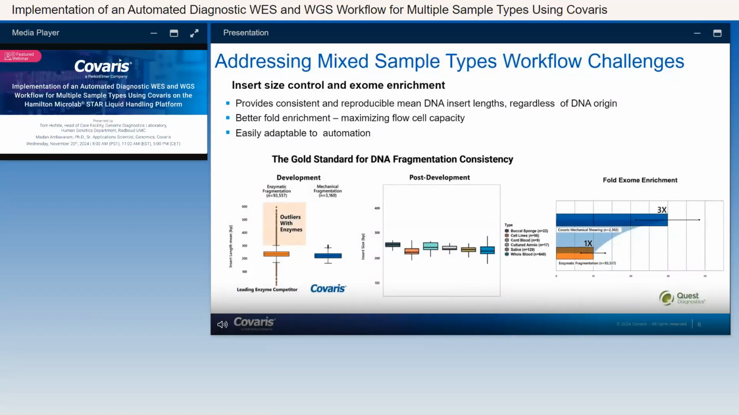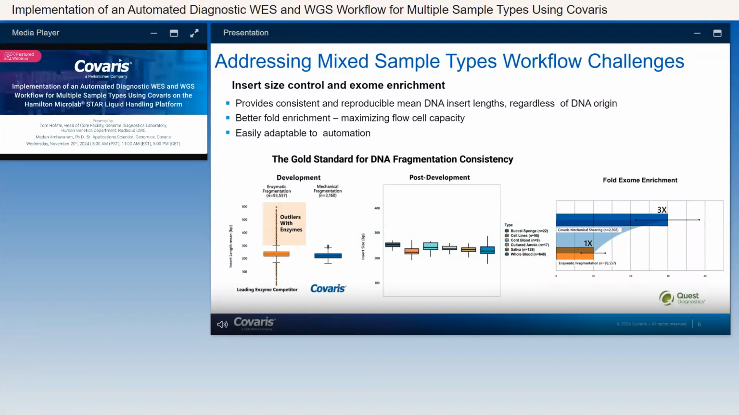Addressing the mixed sample type workflow challenges has been very challenging in the current NGS space. This example highlights customer data presented by Twist Diagnostics during a Radboud webinar, where Twist transitioned from their enzymatic fragmentation to a Covaris AFA-based approach. Some of the challenges with the enzymatic fragmentation include a wider fragment size distribution, especially when dealing with several different sample types, which is a clinical sample, as you can see here in the bottom left images.